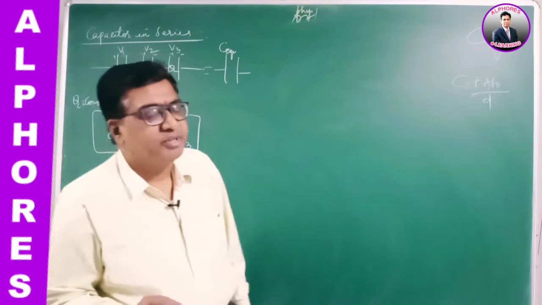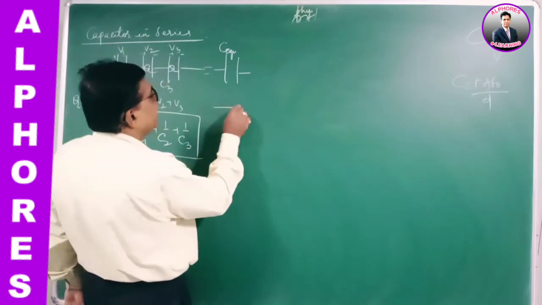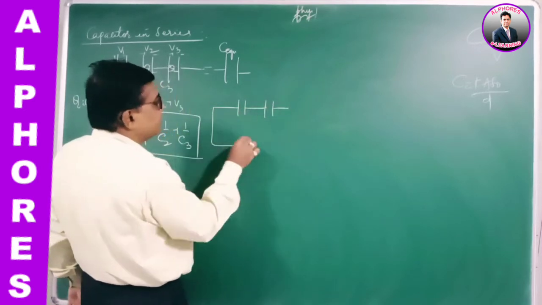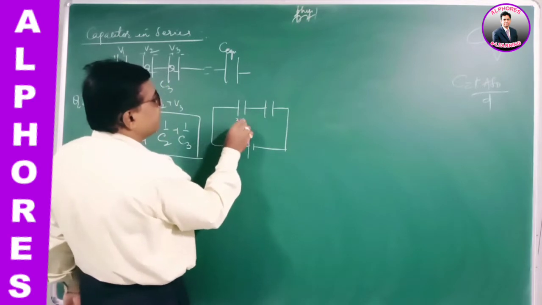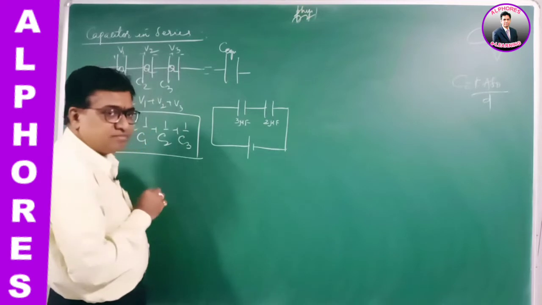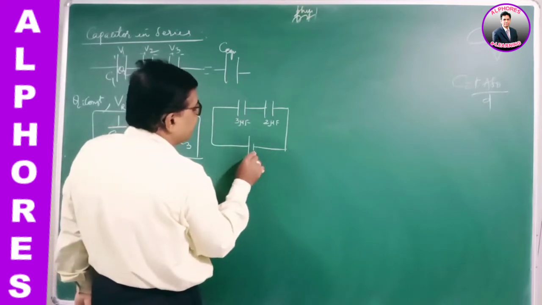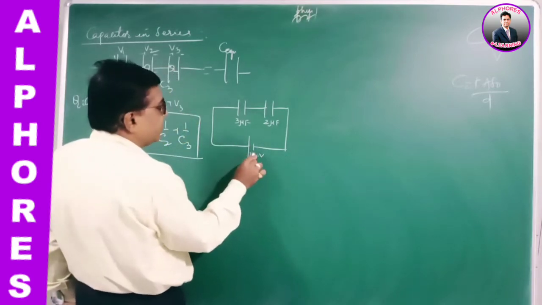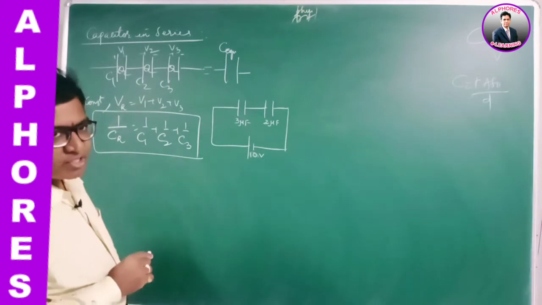I was telling you that when you add reciprocals, let me take an example. Let's suppose there are two capacitors. Imagine I am connecting two capacitors in series like this. Let's say this is 3 microfarad and this is 2 microfarad, connected to something like a 12 volt battery, right? Or something like a 10 volt battery. Imagine 10 volt battery.